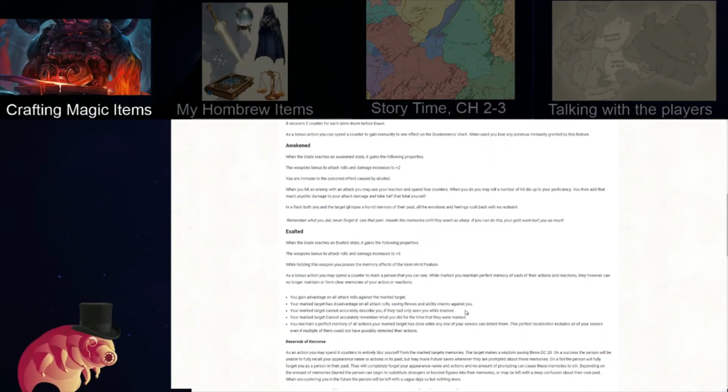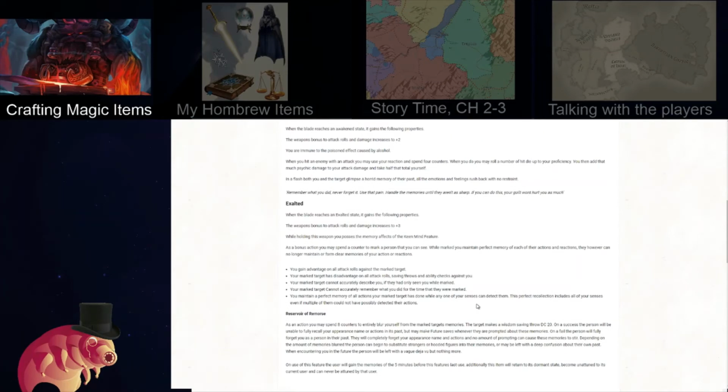When this blade reaches an exalted state, it gains the following properties. The weapon's bonus to attack rolls and damage increase to +3. While holding this weapon, you possess the memory effects of the Keen Mind feature. As a bonus action, you may spend a counter to mark a person that you can see. While marked, you maintain perfect memory of each of their actions and reactions. They, however, can no longer maintain a full, clear memory of your actions or reactions, causing the following effects.